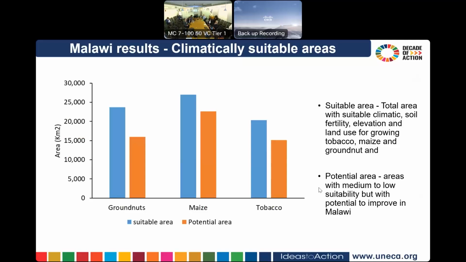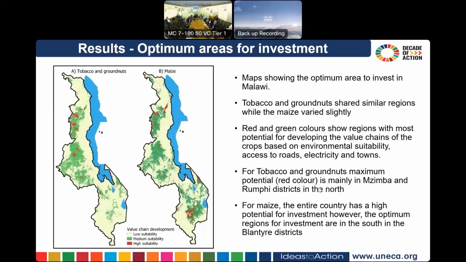So I think some results, for instance, from Malawi in terms of the suitable area and the potential suitable, meaning the total area with suitable climatic, soil, fertility, elevation, and for growing the tobacco, maize, and groundnuts, and then potential meaning, which has medium to low suitability, so to speak. So this is information that will be useful to government and to others as well. And then in terms of optimal areas for investments, for instance, you can see for tobacco and rice, a high suitability being the darker, yeah, you can see quite well, I think for that.